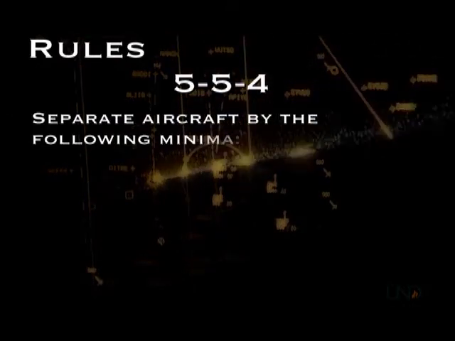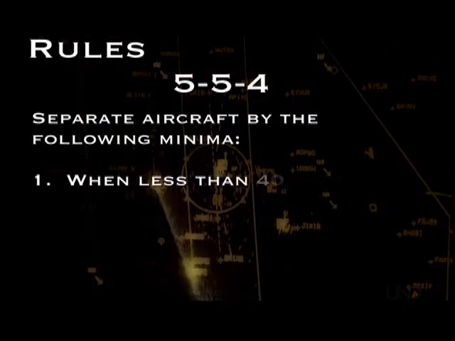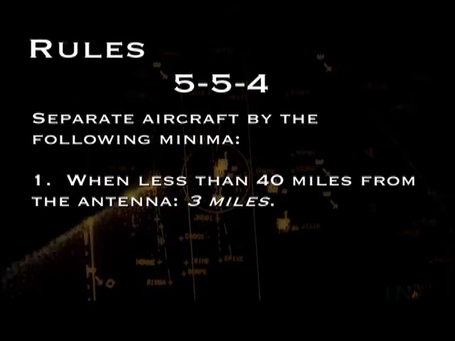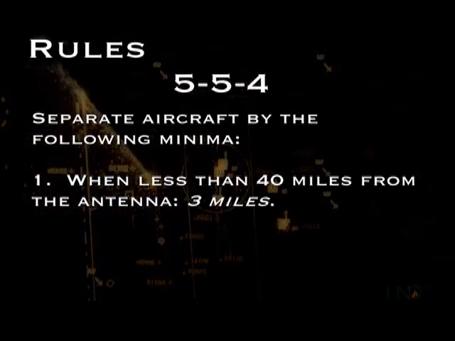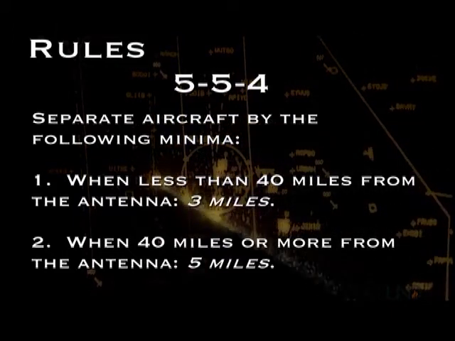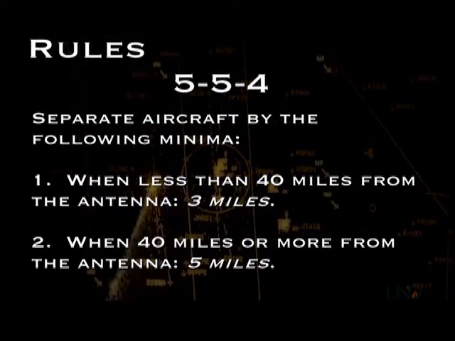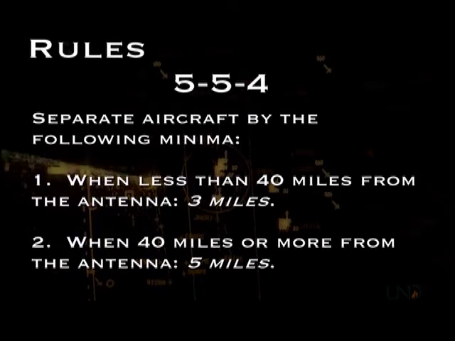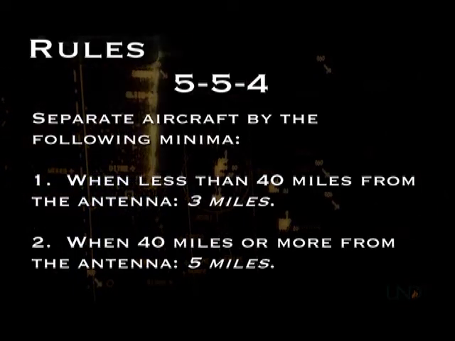These are covered in paragraph 4. Separate aircraft by the following minima. When less than 40 miles from the antenna, 3 miles. When 40 miles or more from the antenna, 5 miles. These standards apply to aircraft at the same altitude. Aircraft can also be separated vertically, which we'll talk about later.